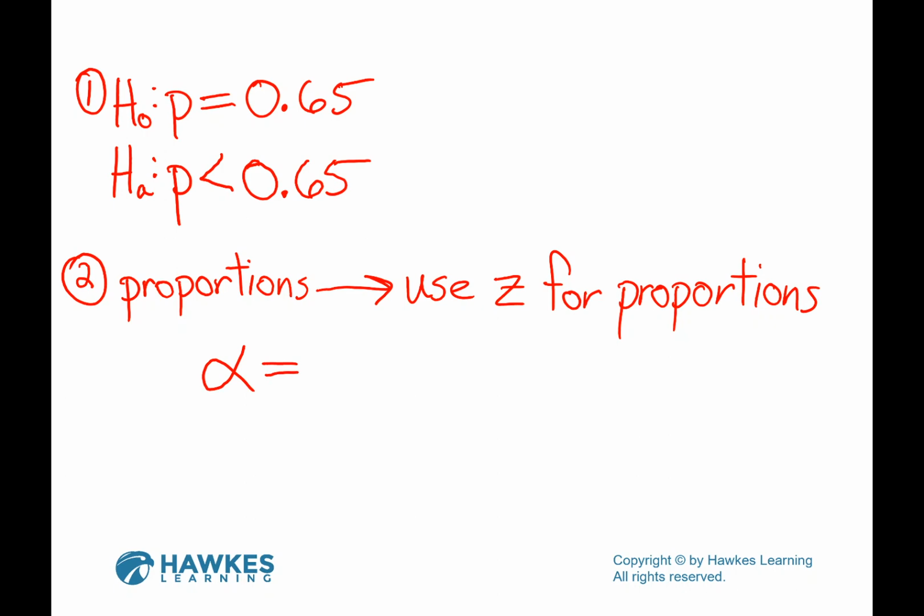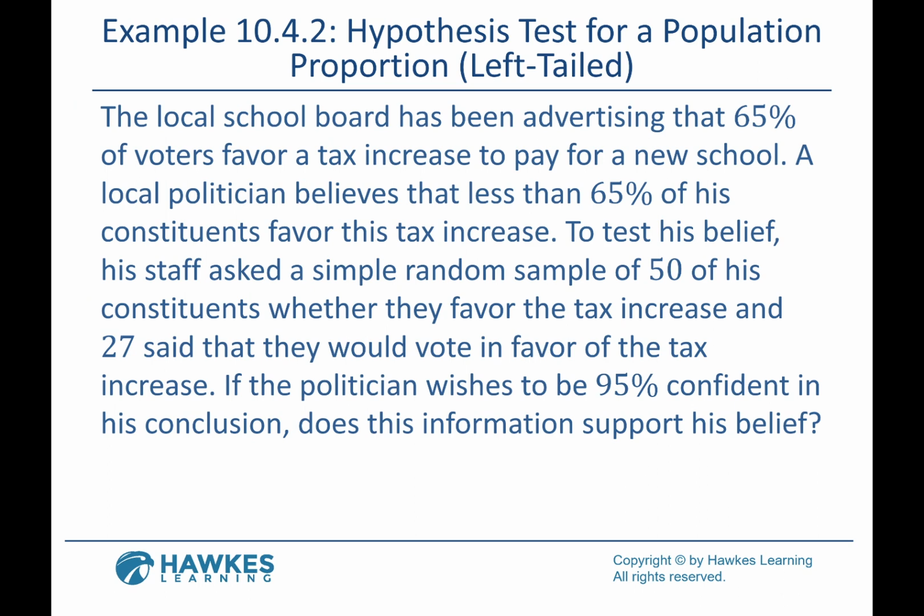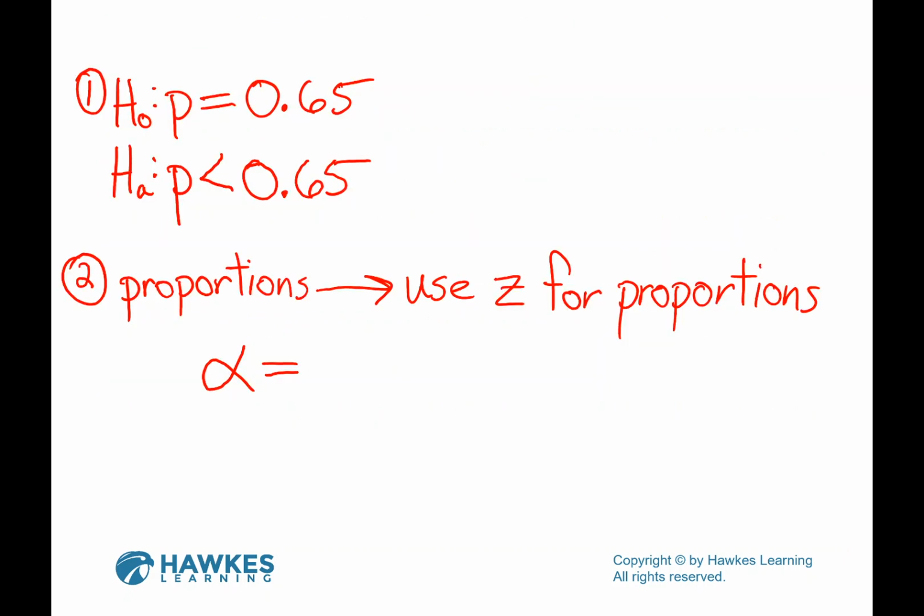Okay, so if we go back to our problem, this one does not directly give us significance. It's thinking about it the other way around. It says if the politician wishes to be 95% confident, so we have to do 1 minus that number to get significance, alpha. So 95% confidence means alpha is 1 minus 0.95. That's our confidence level. So alpha is 0.05 or 5%.